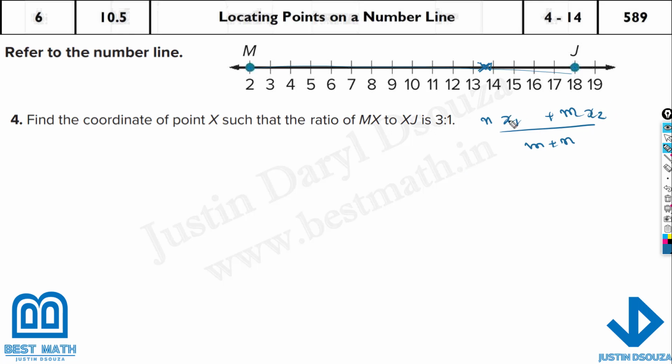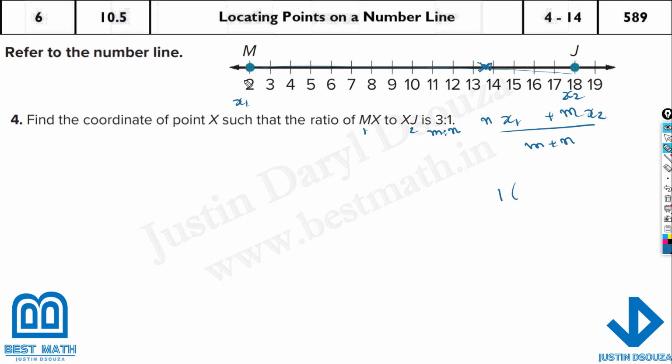Now let's substitute. What is the n value? See over here, the ratio is given as m is to n. The second value is n times x1, x1 is the first point, and the second point is x2. Now how would you know which is first and second? Look here, M to X. So you start with M to X and then X to J. So first is M and then comes J. So first and second point.